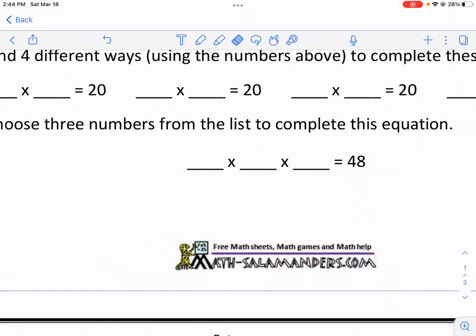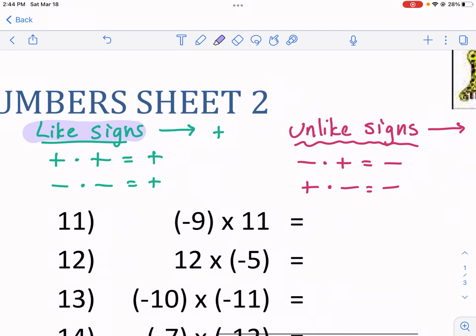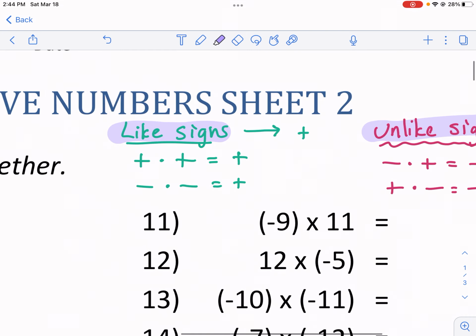So what we need to figure out in this video is, you've probably already seen multiplication of positive numbers. So what about negative numbers? We're going to talk about what it means. The main talking point for multiplying positives and negatives is talking about like signs or unlike signs. If they have like signs, that means they're the same.